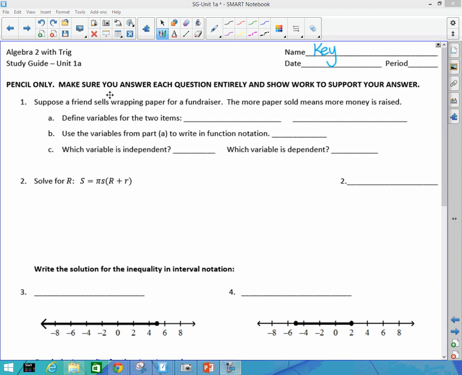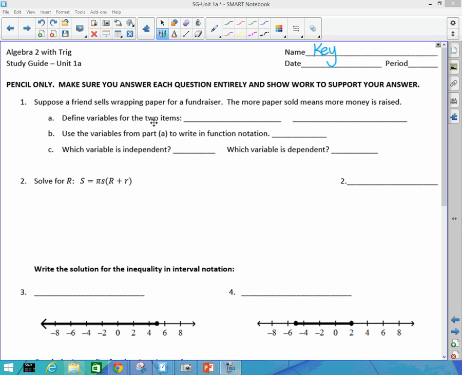So, suppose a friend sells wrapping paper for a fundraiser. The more paper sold means more money raised. So this is a little bit different than what we've had in the past because I told you exactly what was a function of what else, but we're going to figure it out this time.